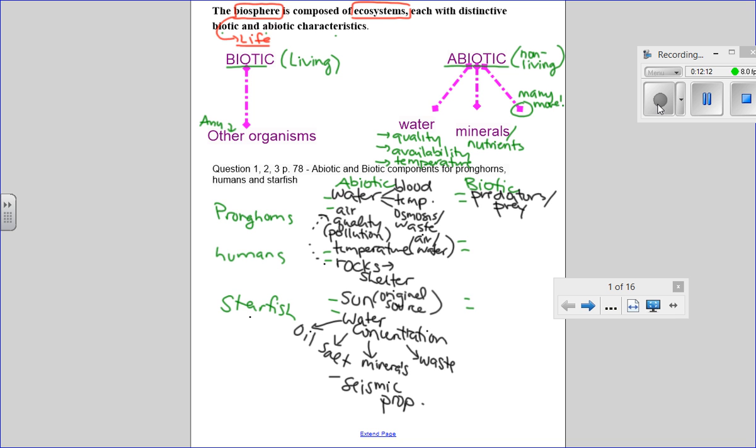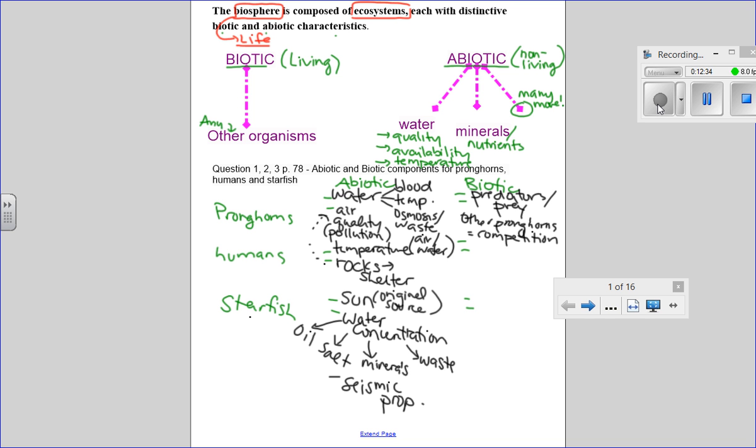How about other pronghorns? And the word I would use here is competition. Other organisms of the same species could be a biotic factor affecting your survival because now you're in competition for limited resources with them.